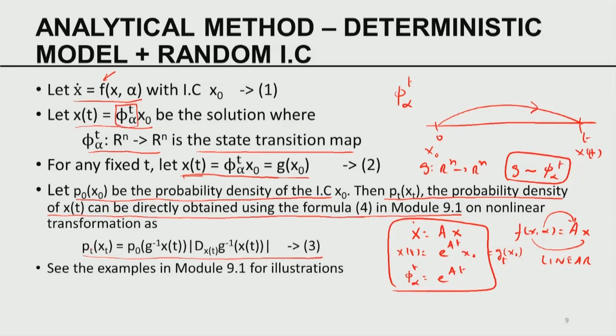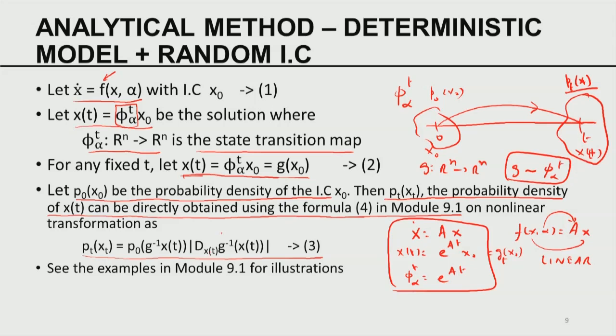It can be shown that if this initial condition is random with probability density p naught of x naught, then the state of the system at time t has probability density p of x of t. It is a simple exercise in probability theory. It is simply transformation of random variables, where g is the function that leads to the transformation. So, I can express the density at time t in terms of the density at time 0 times a multiplying factor. That is the magnification factor.